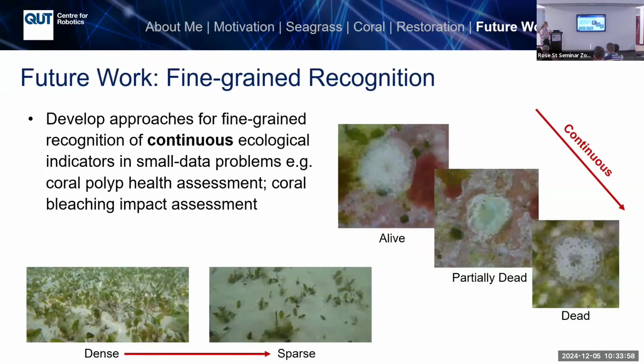And then the next one is this fine-grained recognition task. I talked about it briefly with the coral babies, but it happens a lot in ecological tasks that you have some variable or factor that you're interested in measuring that you can't neatly put into a category. A lot of our computer vision approaches are really good for classifying things into classes. But I think that we can do more in terms of continuous ecological indicators. So that could be how densely the seagrass is growing, or how alive or dead something is.